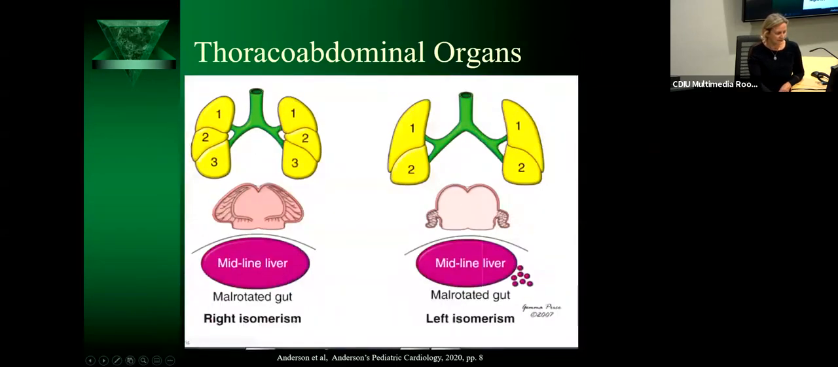When we're looking at right atrial isomerism, here we have two right atria, and in this picture it's showing trilobed lungs on the right and the left, and the liver is midline, and it can be associated with malrotated gut. On the left side here, we have two left atrial appendages and two lobes of the lungs on both sides. And here we didn't have any spleen, and here we had polysplenia.